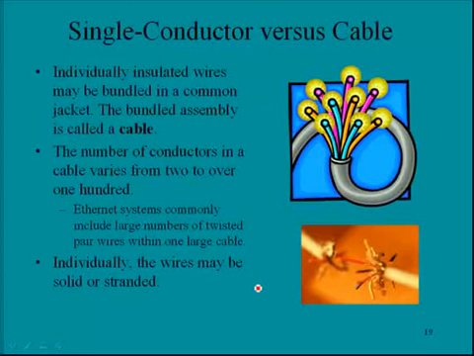Single conductor versus cable. Individually insulated wires may be bundled in a common jacket. The bundled assembly is called a cable. Down in the lower picture here you see a cable that has individual wires inside it. We typically call this a cable.